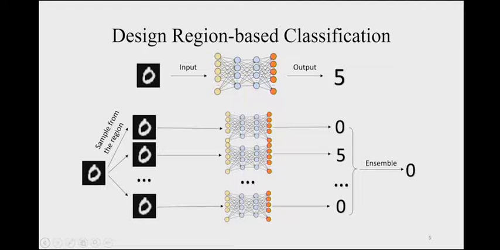Here is how it works. When an input comes, we first randomly sample from the region around this input. Then we classify each of these random samples using point-based classification. Finally, we aggregate all the outputs we get and make our final decision.